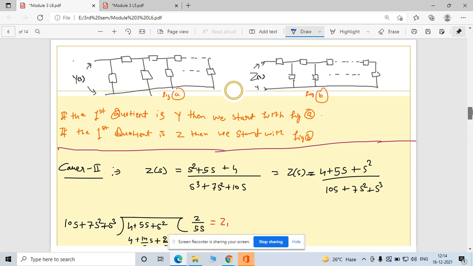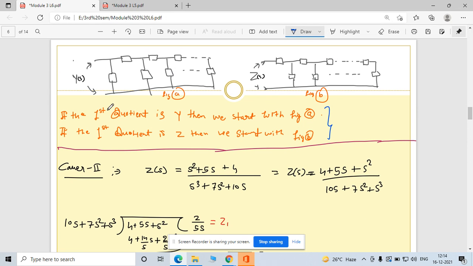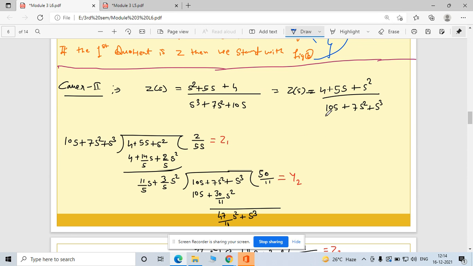Now similarly, this is some note, you can just remember this. Once the first question is Y, then you have to start with this figure A, and if the first question is Z, then you will proceed with figure B. Okay. Now the same way, the second function you can also solve with the same process.